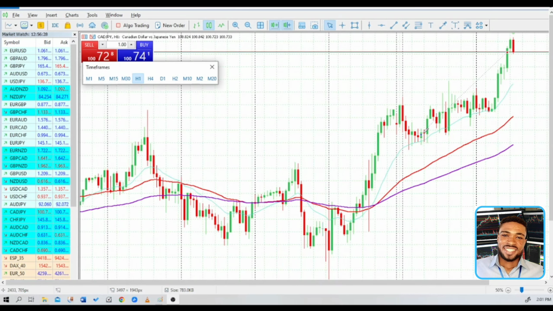The next trade I took yesterday was the Canadian dollar. Can you see the Canadian dollar? Remember the CAD was strong, right? You remember that the Canadian dollar was strong on the currency strength meter, and the Japanese yen was very weak. So that was the trade I took yesterday, and I took it on the H1. Can you see Canadian H1?